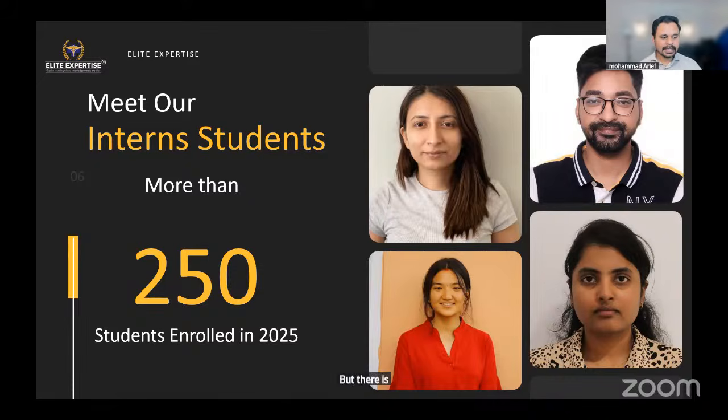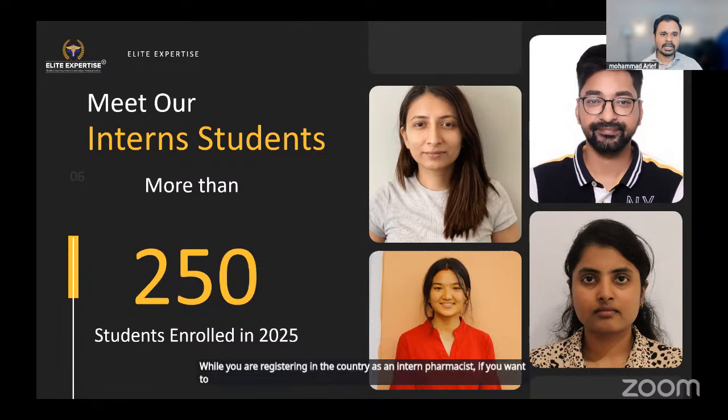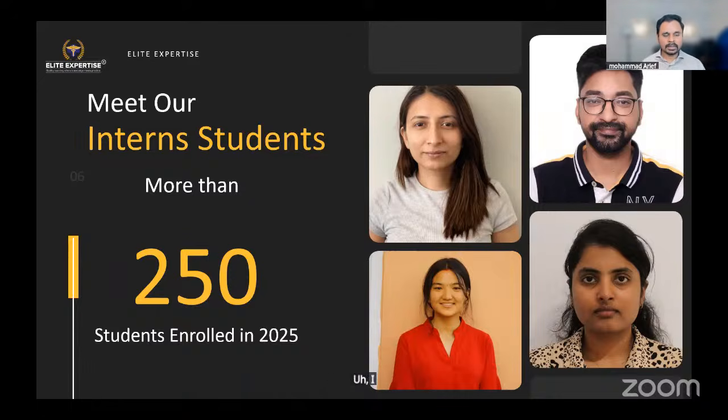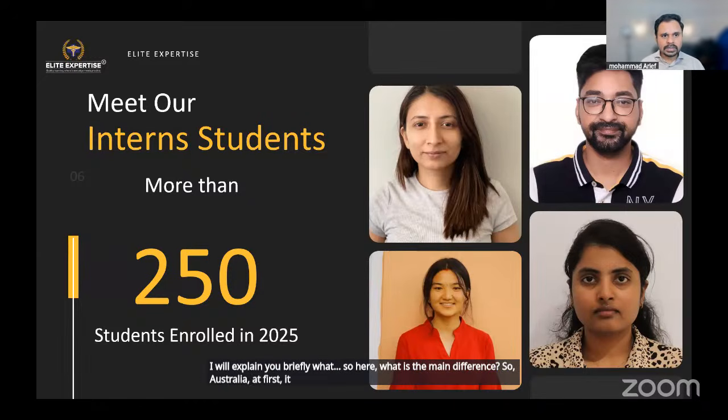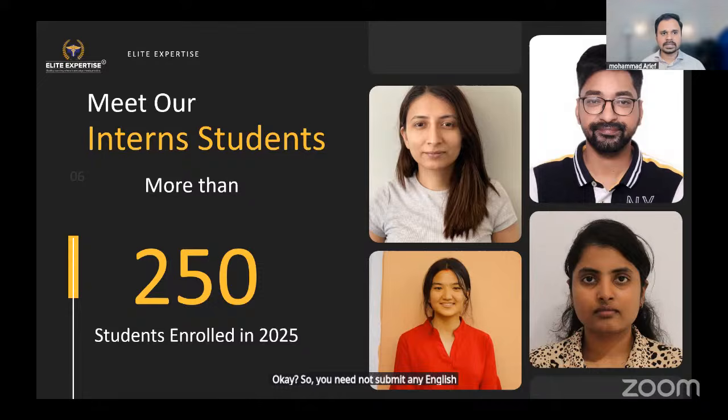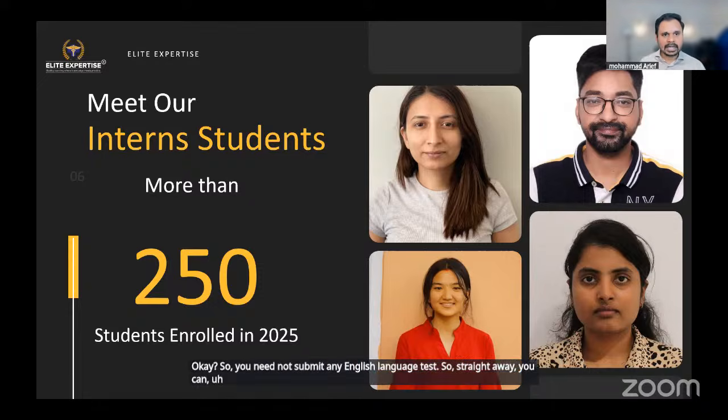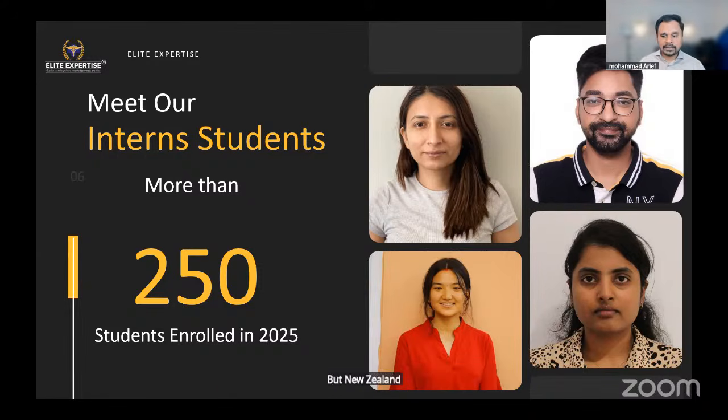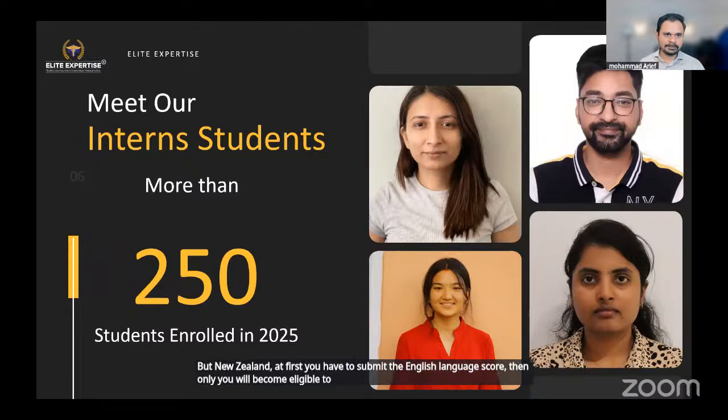But there is some difference in the registration pathway, while you are registering in the country as an intern pharmacist. I will explain briefly what the main difference is. Australia, at first, won't ask you to submit the English language score. You need not submit any English language test. Straight away, once you get the eligibility, you can sit for the OPRA exam and clear it. But for New Zealand, at first you have to submit the English language score, and only then will you become eligible to sit for the OPRA exam.